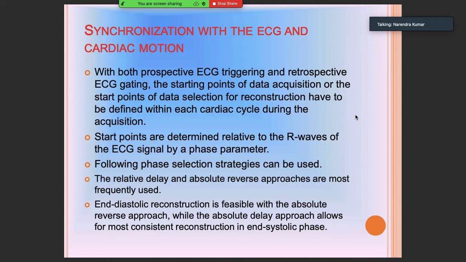So one of the important concepts, especially for cardiac CT, is the synchronization with the ECG and cardiac motion. Why is it important? As we already said in the prospective or the retrospective data as well, because we are trying to see for each cardiac cycle what is happening. Okay, and that's why all the starting points are determined relative to the R wave of the ECG signal by a phase parameter. And the following phase selection strategies can be used. For example, the end diastolic reconstruction, or the relative delay and the absolute reverse approach as well.